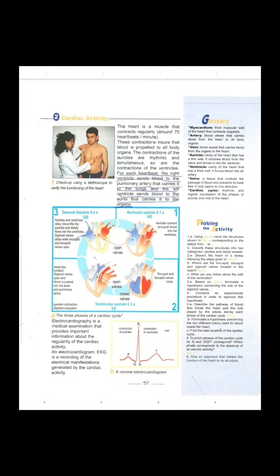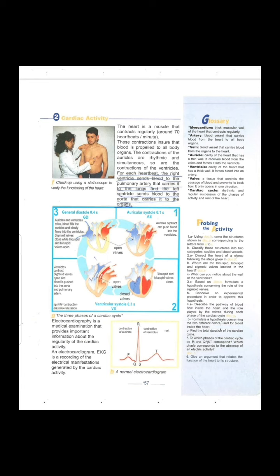The heart is a muscle that contracts regularly, about 70 beats per minute. These contractions ensure that the blood is well propelled to all the body organs. As I told you, the heart is a muscle. What does muscle mean? Muscle means contract and relax. Why does the heart need to contract? To propel, to push the blood to all body organs. It is not a distributor by itself, it needs something to push it.